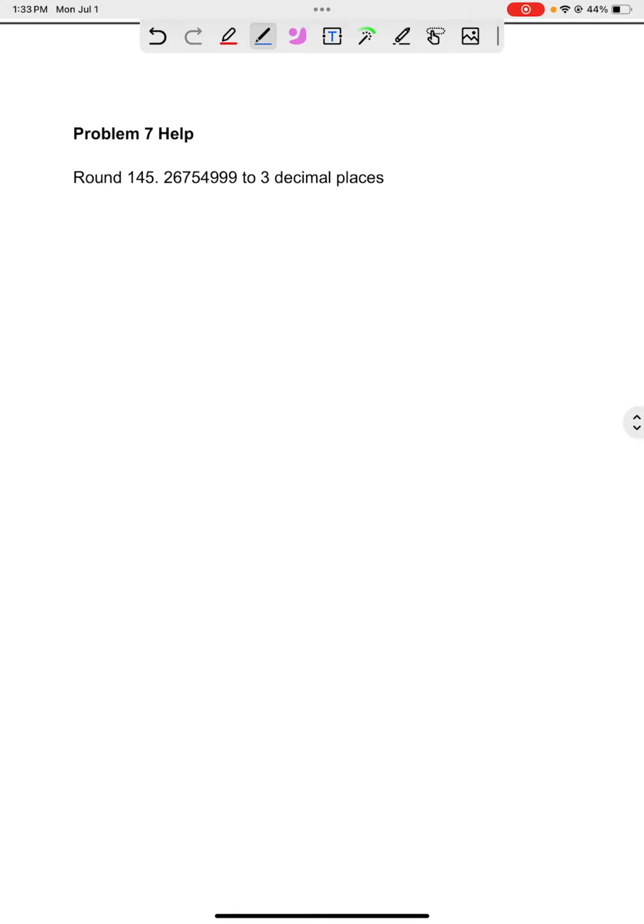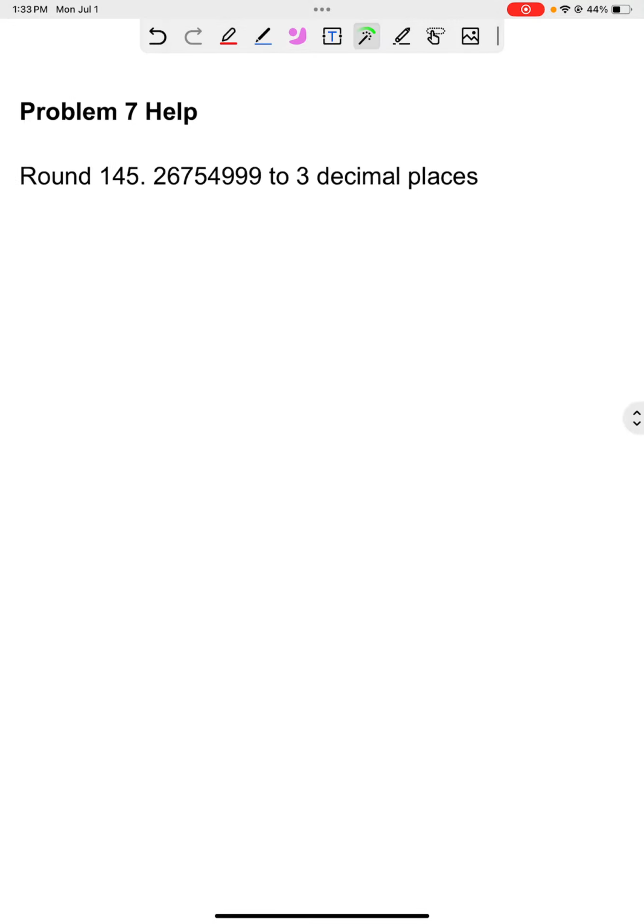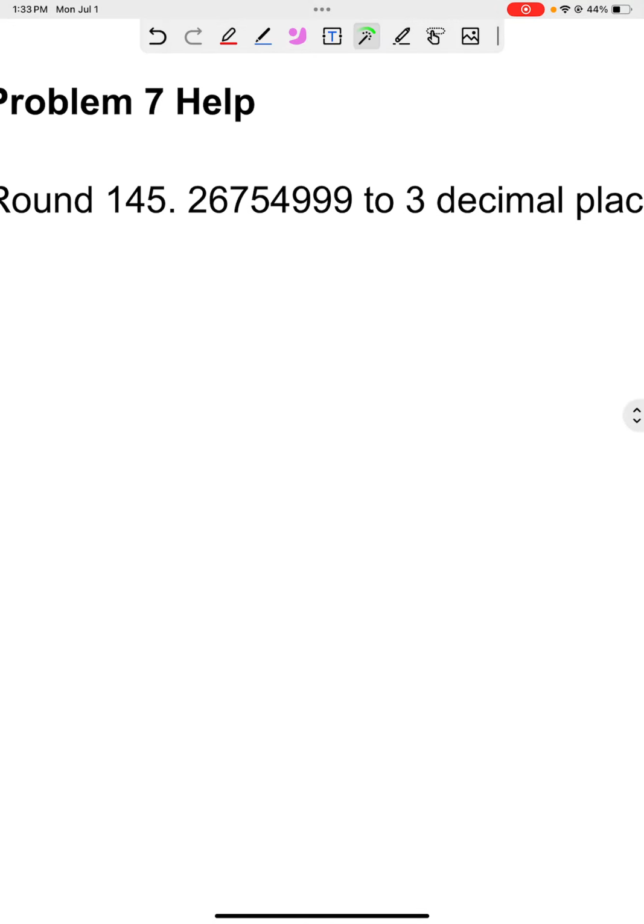Okay, so in this problem, we're going to get some practice rounding. Whenever you round a number to a certain number of decimal places, all you do is count from the decimal point over, and you have the number of decimal places you want to round to. So let's be precise here. Let's maybe zoom in to see this more clearly.